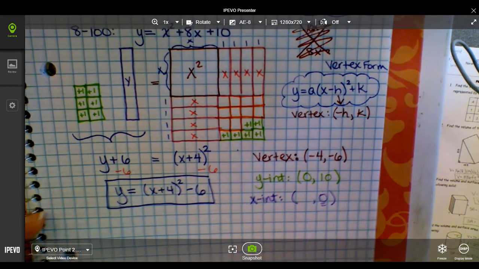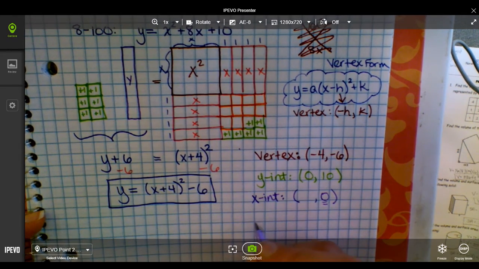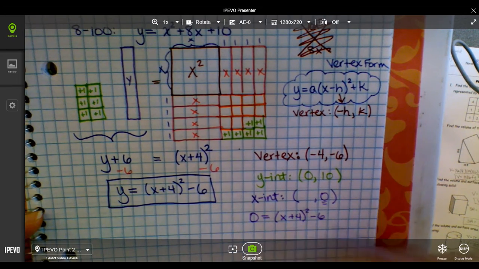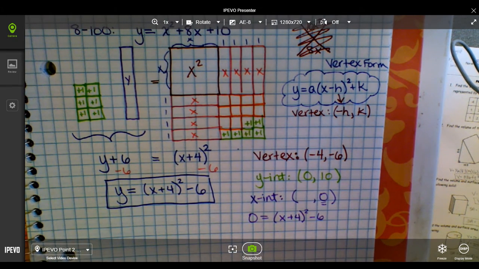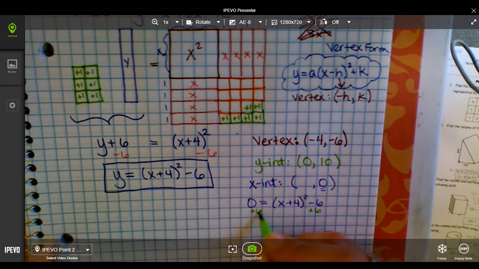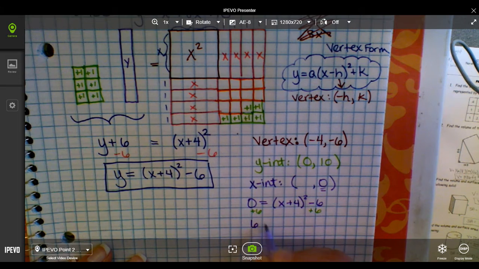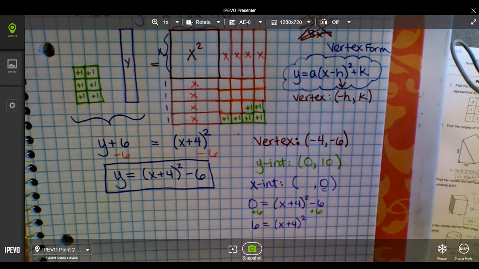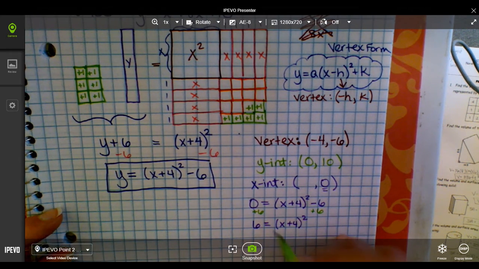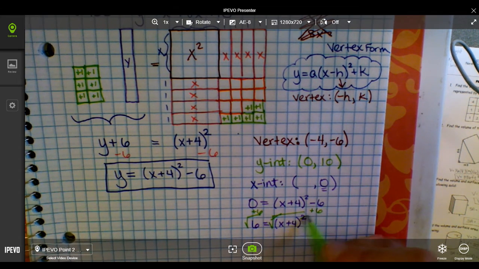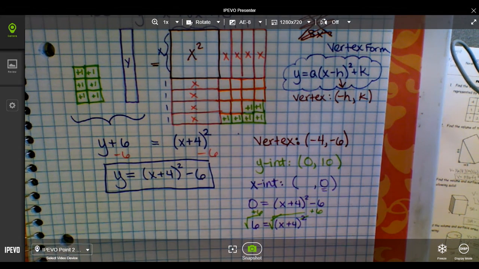And these, again, we're going to have 2 different solutions. So let's do our work. Plug in 0 for y. We have x plus 4 squared minus 6. Now, starting from vertex form, we have to go backwards a little bit, where, again, I'm going to have to add the 6 on both sides. So we're going to have 6 over here equals x plus 4 squared. And then we need to undo the square. What undoes a square? It's a square root. So your square root and your square cancel out. But I need 2 different solutions.